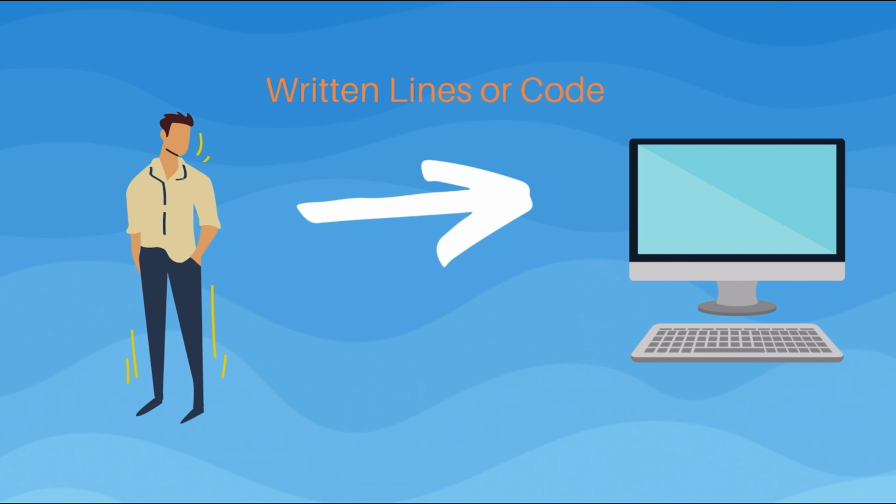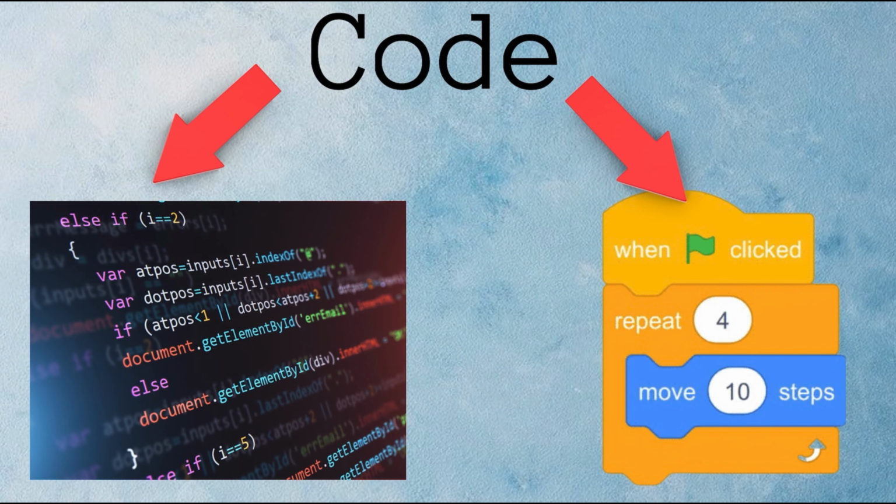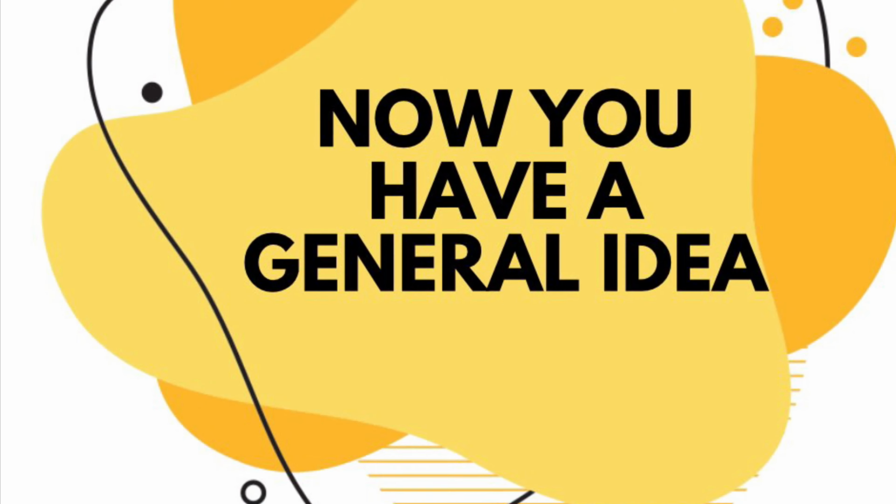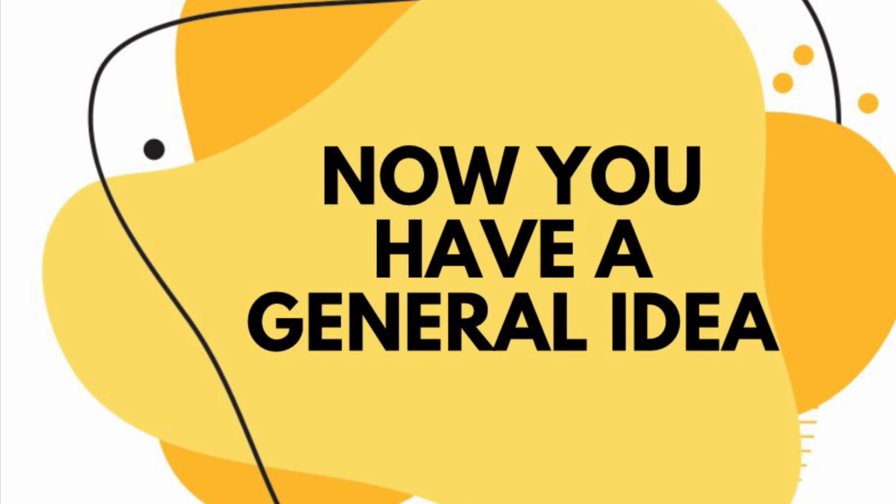Now, what is a programmer? A programmer is just a person who programs, which just means somebody who uses either written lines or blocks to talk to a computer. They call these lines or blocks code. Now you have a general idea of what's to come.